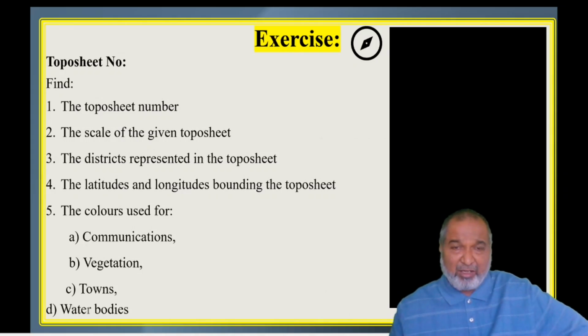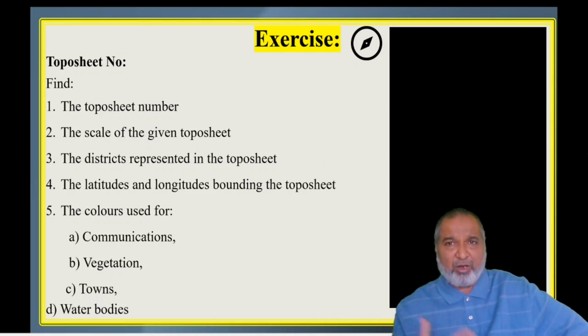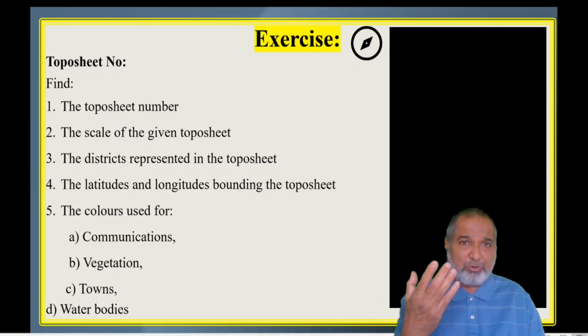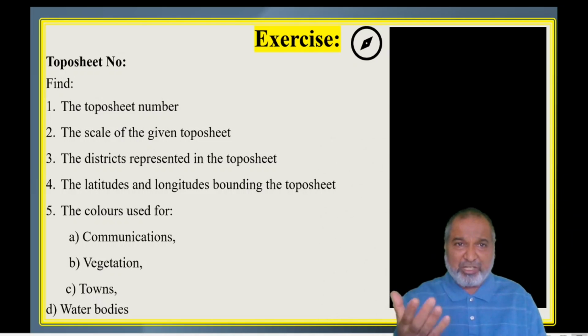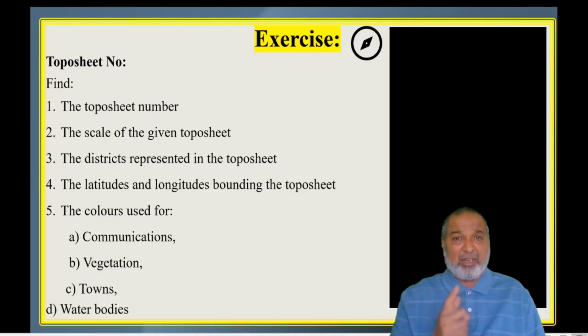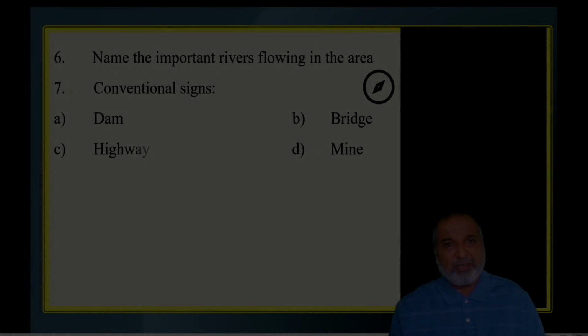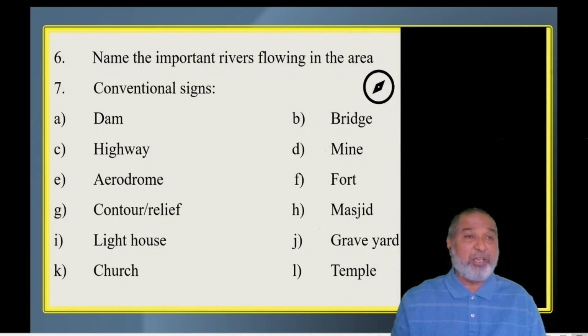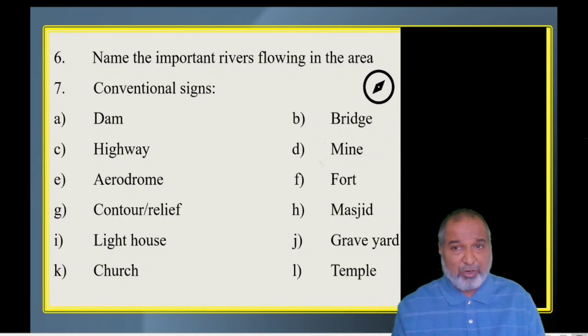Now, very important: I'm giving you some exercise. Those who have a topo sheet, or if you go online, some topo sheets are there. Whenever you see any topo sheet map, you can see whether you can find these answers in this particular topo sheet. The first one: topo sheet number, scale of the topo sheet, then district represented by the topo sheet, latitude and longitude of that topo sheet, then colors which are used for communication, vegetation, town, water bodies, then rivers which are flowing in this area, and the conventions, very important.